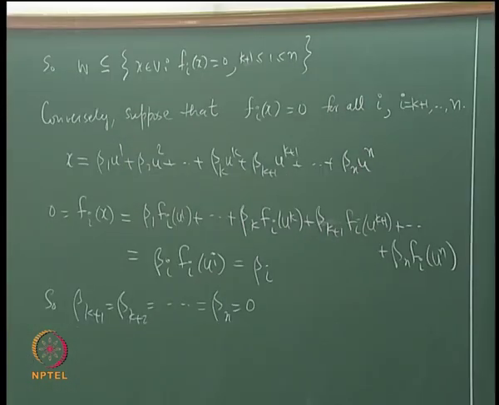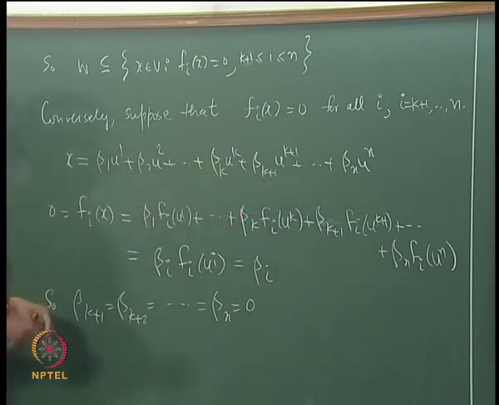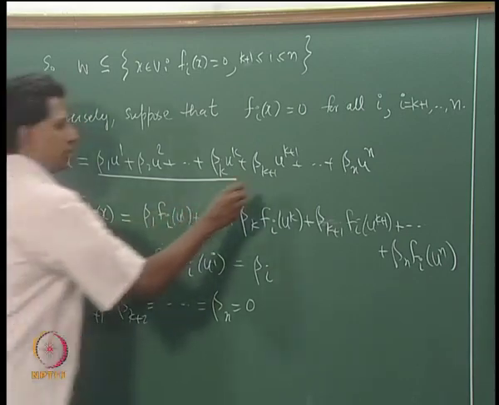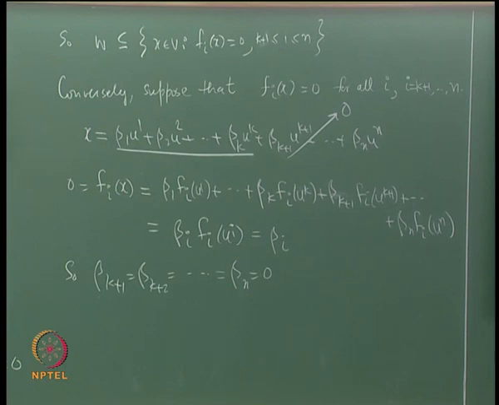So go back and look at the representation for x. x is beta 1 u1, etc. From the k plus 1th term onwards, they are all 0. So x is just this. This term is 0. The representation of x, the scalars corresponding to u k plus 1, etc., they are all 0. That's what we have shown.